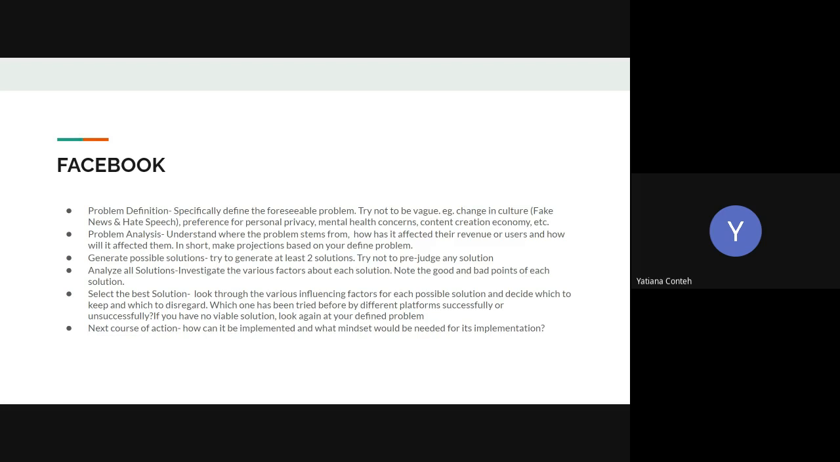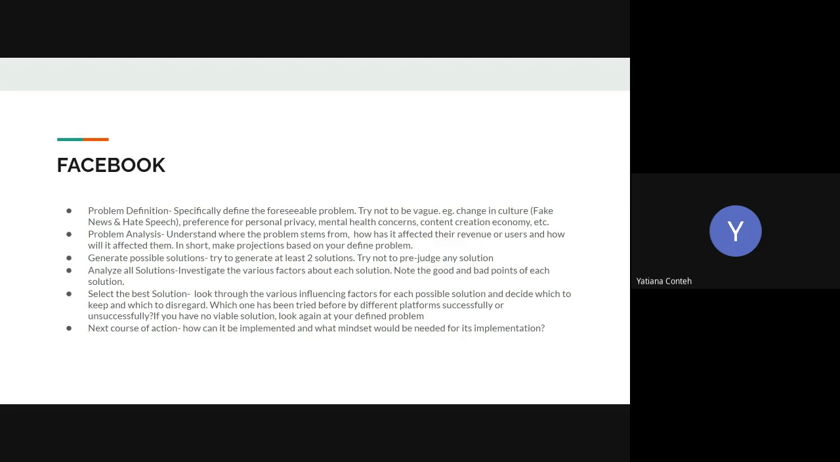As you're analyzing the solutions, kindly note the good and bad points of each solution, okay? After that, you select the best solution. You look through the various influencing factors for each of the solutions, and you decide which one you're going to keep and which one you're going to disregard. That's why we're advising you to generate at least two solutions, because it's possible that after analyzing the solutions, after looking at the different factors, the one solution that you might actually really like might not be what is needed.